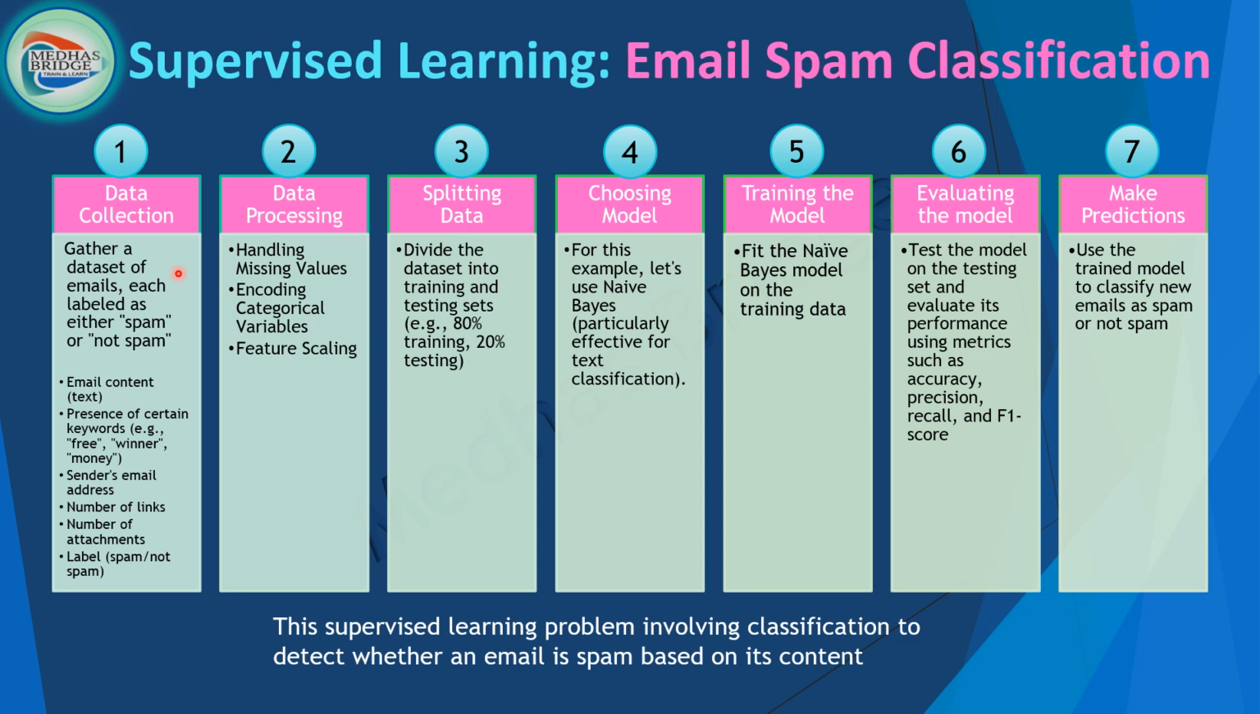So if you look in detail, the email content could be text, presence of certain keywords like free, winner, money, things like that, a sender's email address, the number of links, the number of attachments, and the output of the email labeled as spam or not spam. This is the column data, the data in detail that we are supposed to collect. These could be called features or input attributes for classifying the category, right?